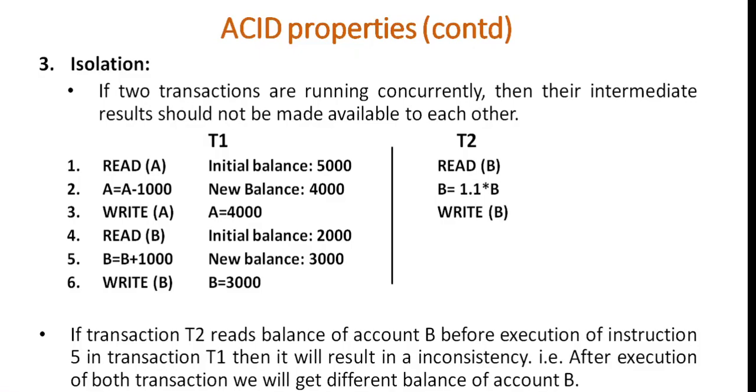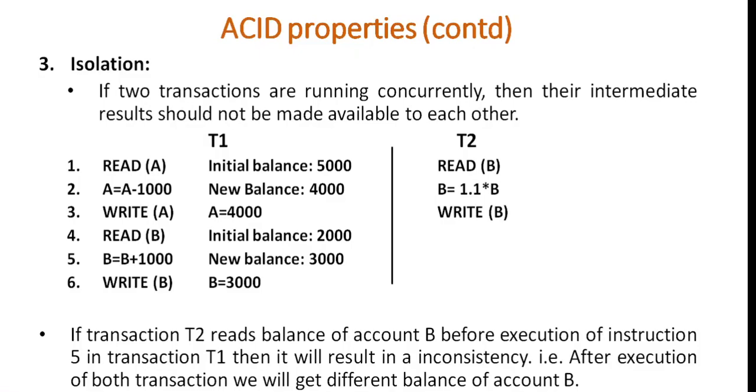So here we want that if two transactions are running concurrently at the same time in a system, then they should not read the intermediate balance. They should not read the intermediate result. That is, in this case, if T1 and T2 both are reading the balance of account B, then first we want one transaction to complete successfully, and only then can another transaction access the balance of B.